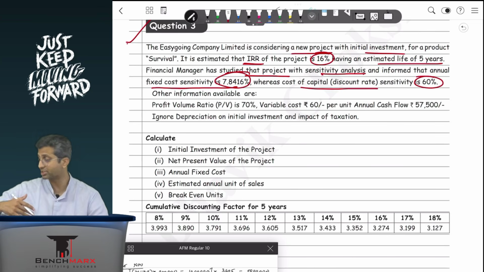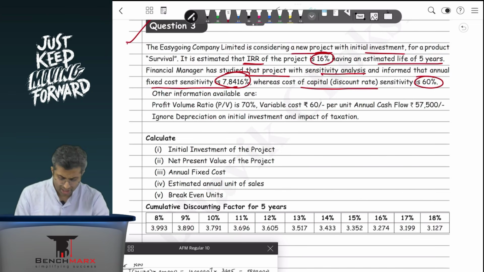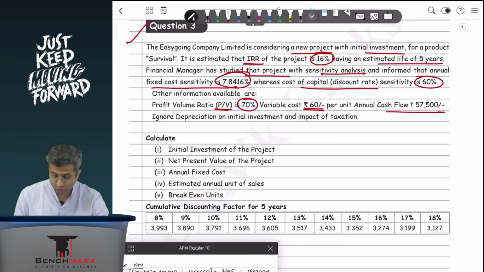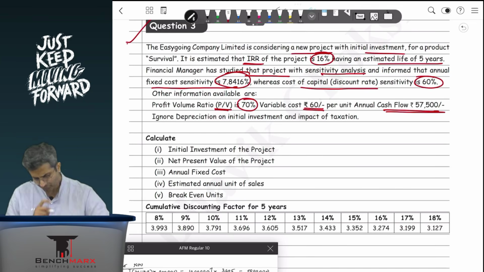So this is a question where sensitivity is directly given to you. So it's a back calculation type of question. Other information: price to volume ratio is 70%, that is contribution divided by sales is 70%, variable cost is 60, and annual cash flow is 57,500. How will you calculate annual cash flow? Total sales minus variable cost minus fixed cost will give you the annual cash flow if there is no tax.